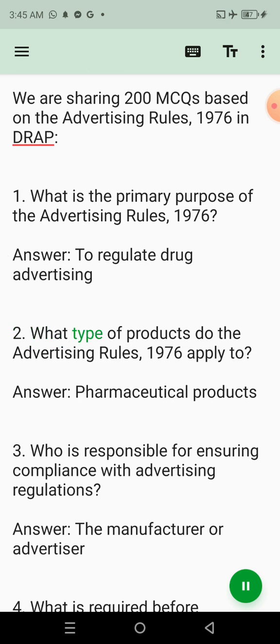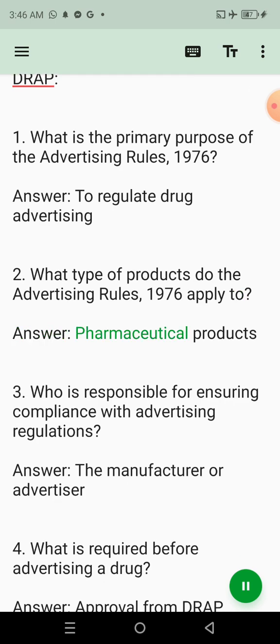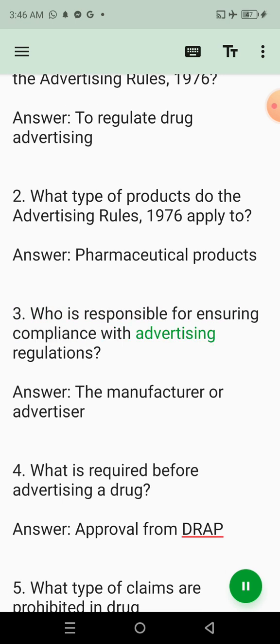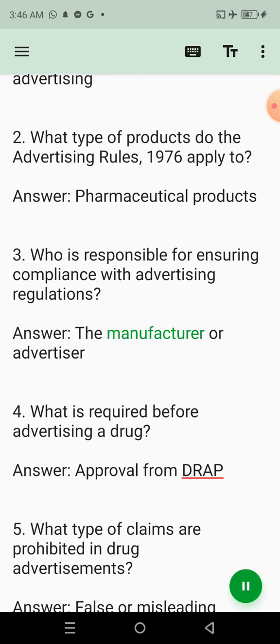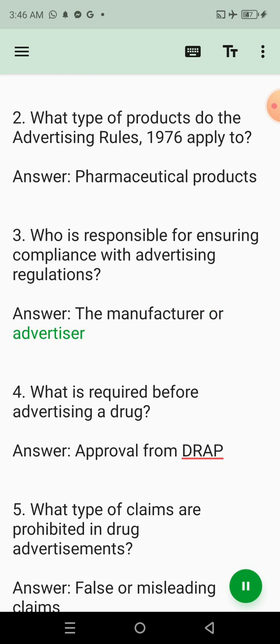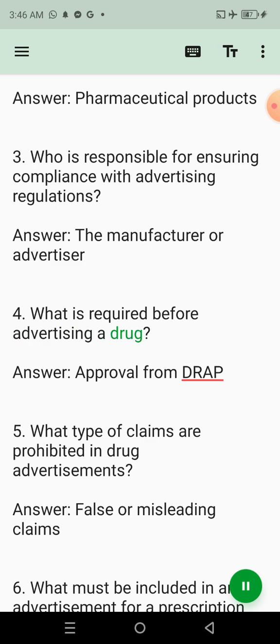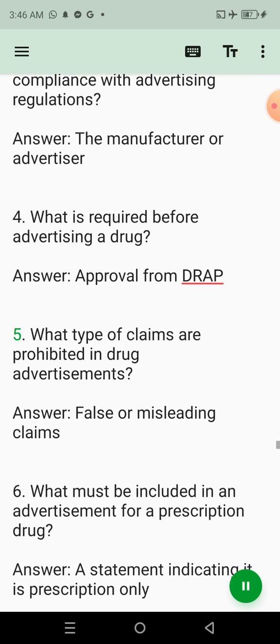2. What type of products do the Advertising Rules, 1976 apply to? Answer. Pharmaceutical products. 3. Who is responsible for ensuring compliance with advertising regulations? Answer. The manufacturer or advertiser. 4. What is required before advertising a drug? Answer. Approval from DRAP.